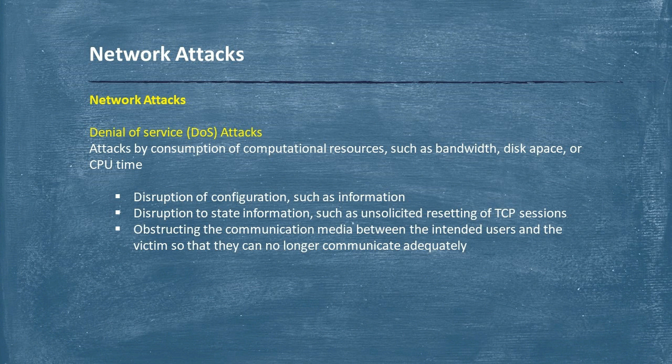There is also disruption of configuration information, such as routing information, and disruption of state information, such as unsolicited resetting of TCP sessions. This gets disturbed, obstructing the communication media between the intended users and the victim. The victim is the target computer where this denial of service has occurred. So the genuine user will not be able to use the service. That is a denial of service attack.